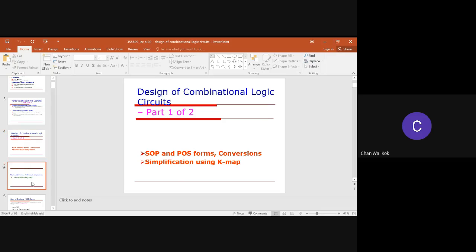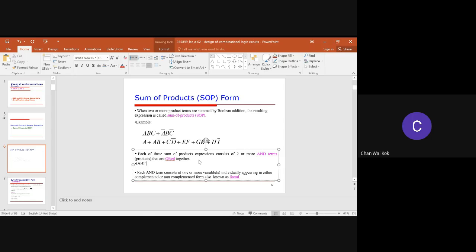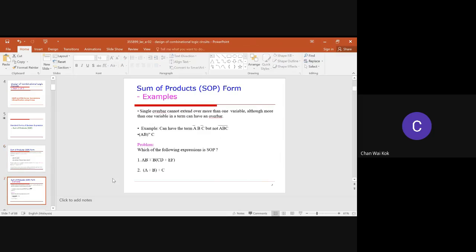Okay, so let's look at sum of product. So in sum of product, you can only have terms like A bar or B bar. You cannot have A, B bar, or double A. Or maybe A, B, C, D. Okay, you see, multiply first, then only you add the multiplications together. You can have A bar, B, and C bar, but you cannot have a bar over more than two variables. That is sum of product.